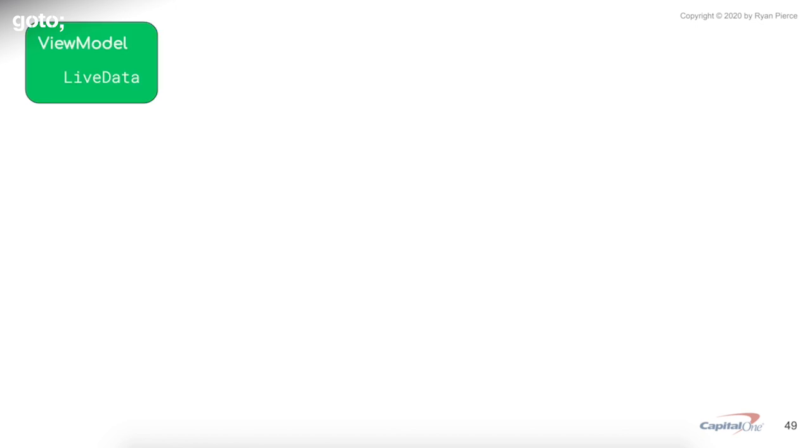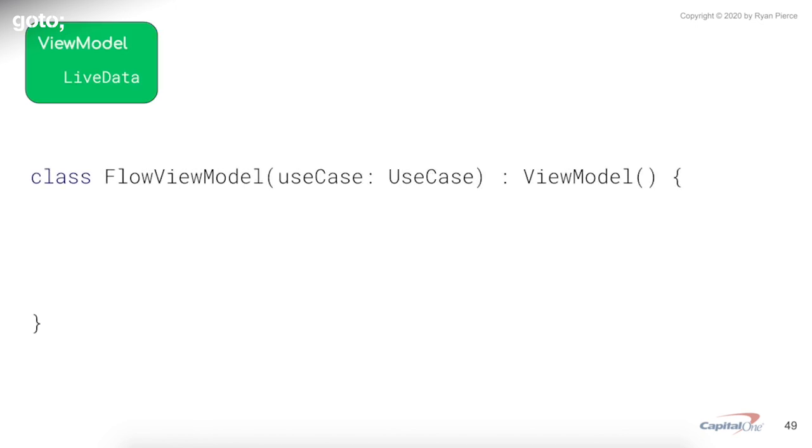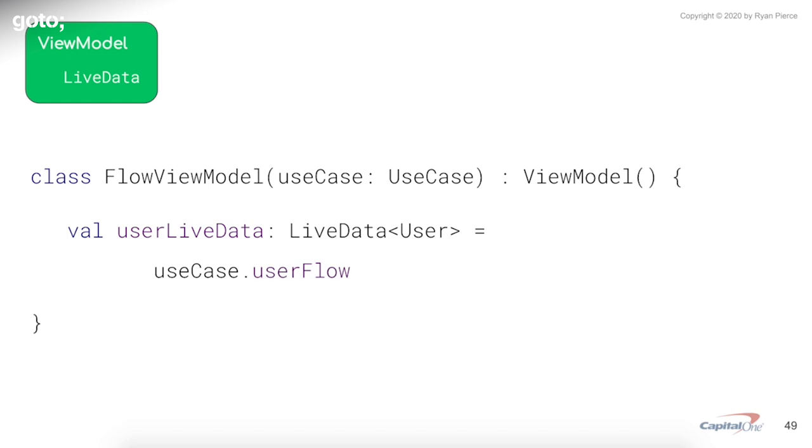So now let's work our way up to the view model. Now we have LiveData. We need to convert that flow into a LiveData object. And fortunately, when we have the use case, that's actually very simple. To make that LiveData object of users, all we have to do is get the user flow from the use case and call asLiveData. And that's it, you're done. You have a LiveData object based on your flow.